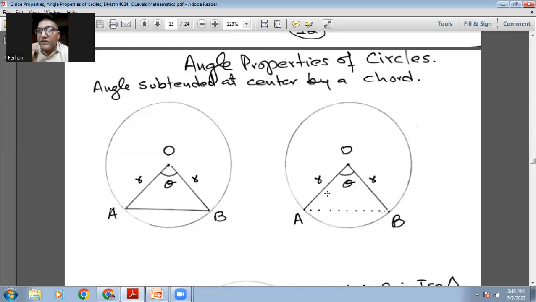Here you can see we have a chord AB, and I've joined A with the center O, and joined B with the center O. So a triangle AOB will be formed. This angle is theta, the angle subtended by the chord at the center. And because OA is equal to the radius and OB is equal to the radius, this is an isosceles triangle. And in an isosceles triangle, the two angles opposite the equal sides, known as the base angles, will be equal to each other.